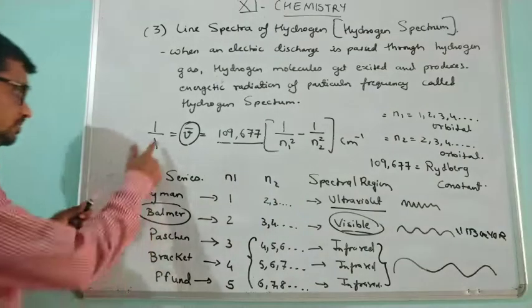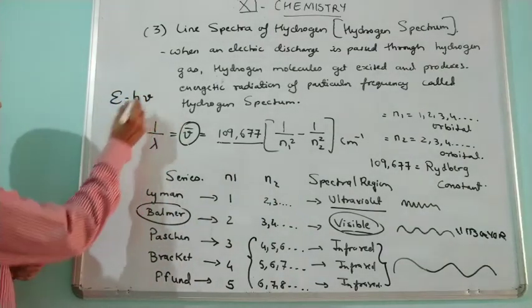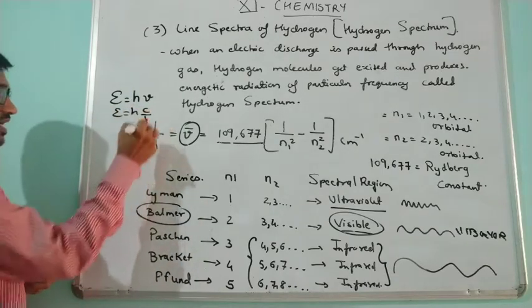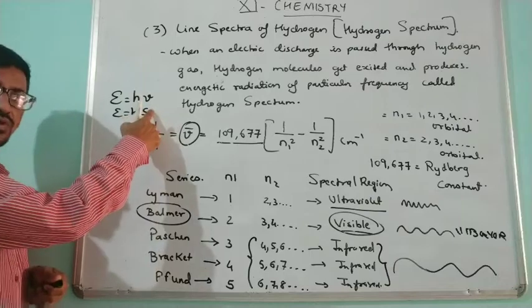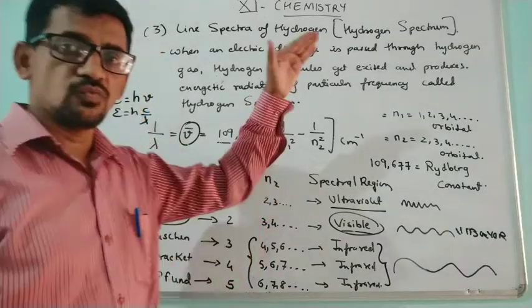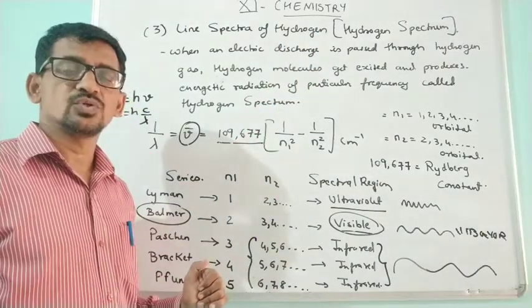Energy E is equal to h mu, mu is equal to c by lambda, so E is equal to h c by lambda. If you know lambda, c is constant and h is constant, so we can find the energy of the electron which drops back. The emission spectra energy also you can calculate.